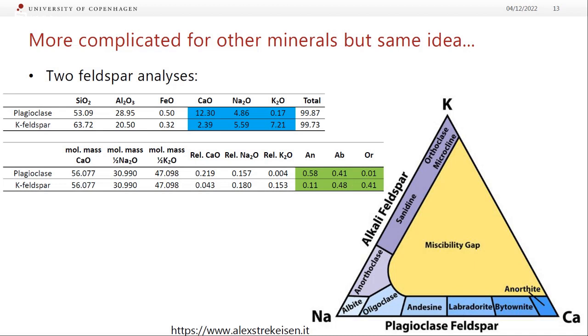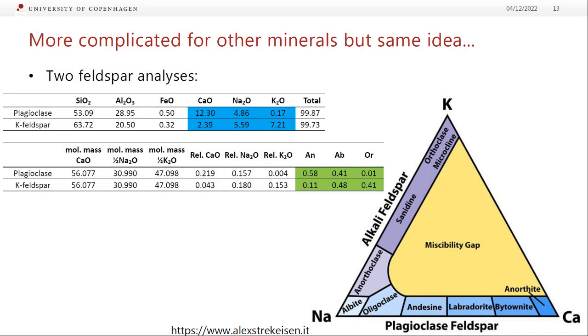So for these two different feldspar analyses, you can see the plagioclase is pretty high in silicon, but not quite as high as the potassium feldspar. We've got a whole lot of aluminium, a fair bit of calcium, a fair bit of sodium, and very little potassium, right? So this is anorthite 58%, albite 41%, and very little orthoclase. So this is sitting somewhere in here. This would be your labradorite, but again, don't worry too much about the name.